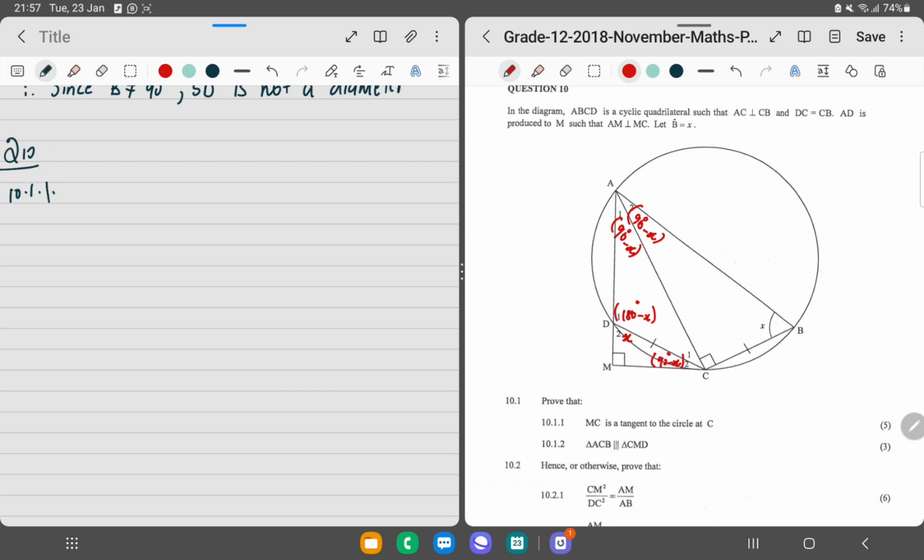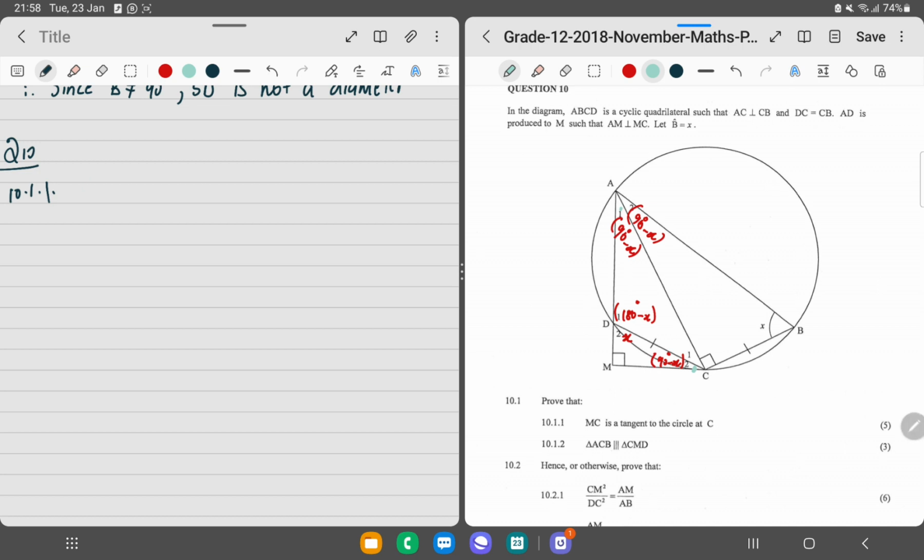10.1.1. Prove that MC is a tangent to the circle at C. So if we can prove that this angle is equal to that angle, then MC is a tangent because of the tan-chord theorem. Well, we can see that C2 is 90 degrees minus X, and then A1 is 90 degrees minus X. So MC is a tangent. So we just need to write it out.